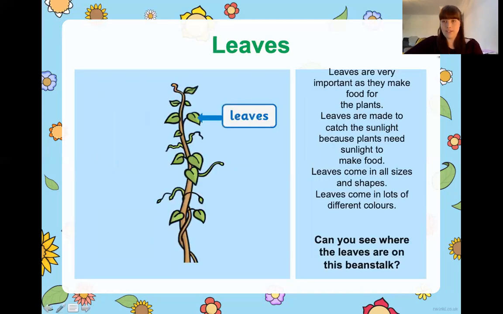And they'll also have leaves. Leaves are very important because they make the food for plants. Leaves are made to catch the sunlight because plants need sunlight to make their own food. And leaves come in all different shapes and sizes, and some leaves come in different colours. So on this beanstalk, can you see that there's an arrow pointing to where the leaves are? There we go.